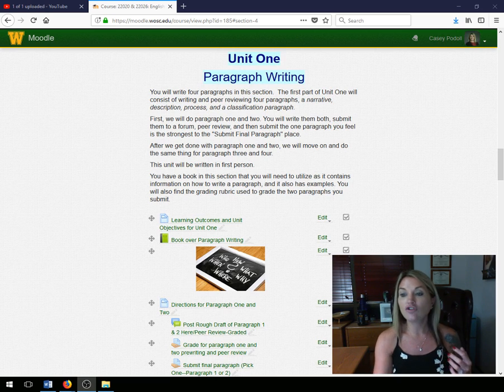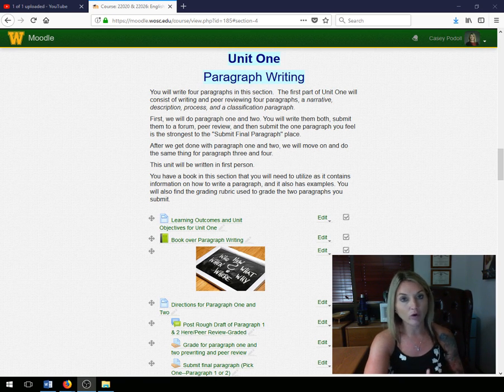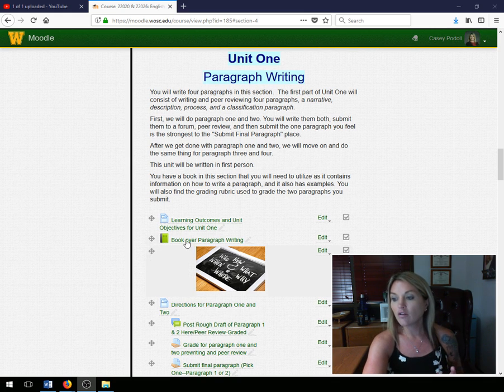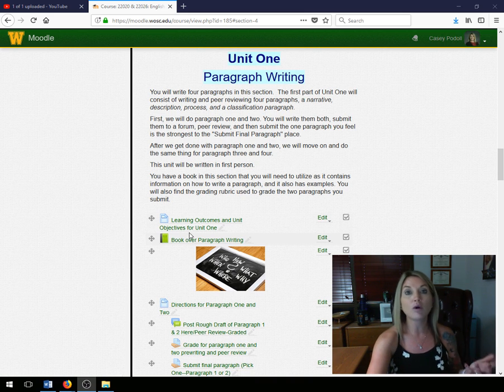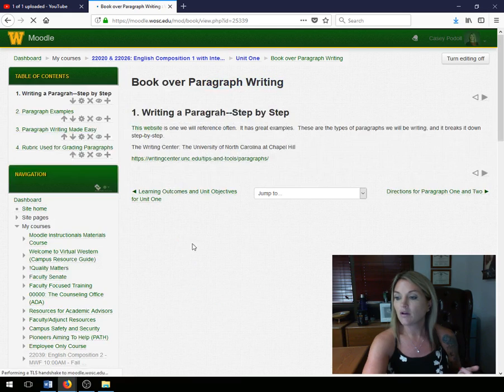So let me show you where the resources are and what you need to do first before going any further. Here are the learning outcomes and the unit objectives that we're going to be hitting on this week. First, here's your book. This is your textbook, and this is what you need to be using for this unit. So you'll click on it and you'll see 4 chapters over here. The 4th chapter is the rubric. This is what I'm going to be grading you on.